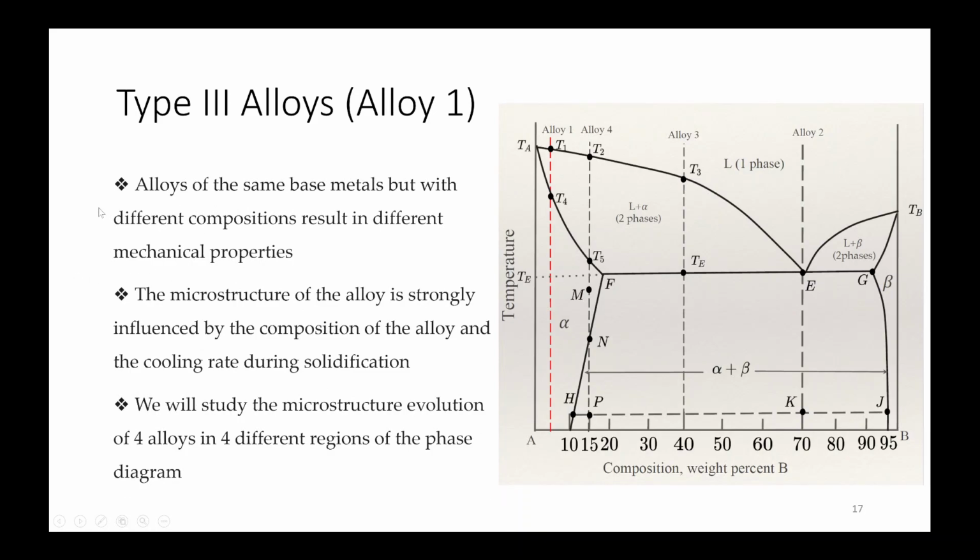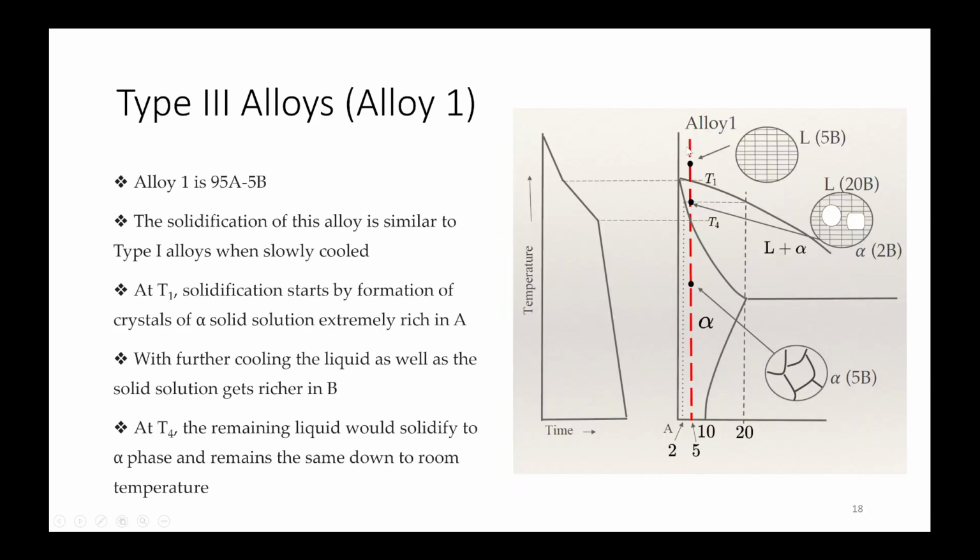Now alloys of the same base metals but with different compositions result in different mechanical properties, and the microstructure of an alloy is strongly influenced by the composition of the alloy and the cooling rate during solidification. We will study the microstructure evolution of four alloys in four different regions of the phase diagram. So firstly, this line corresponds to a composition before there is any formation of eutectic part.